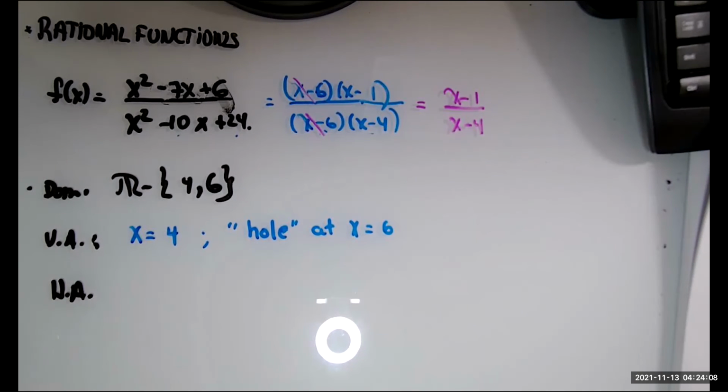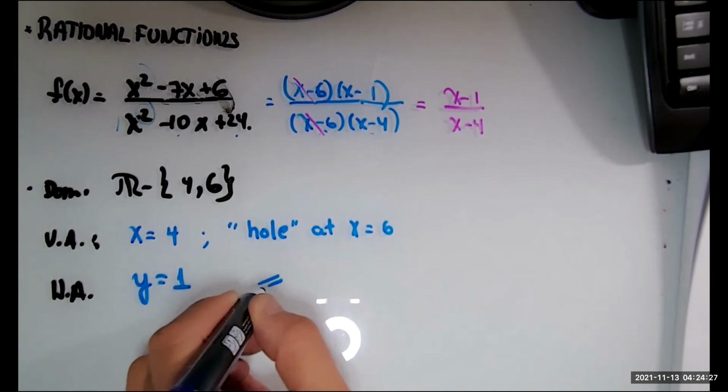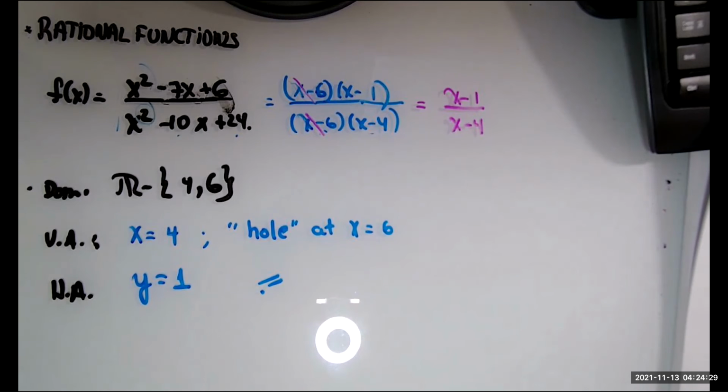And the horizontal asymptote: well, the degree here is 2, the degree here is 2. So the degrees are the same, so I need to look at the lead coefficient. Here is 1, here is 1, so 1 over 1 is 1. Therefore, we have a horizontal asymptote at y equals 1. And we are done.